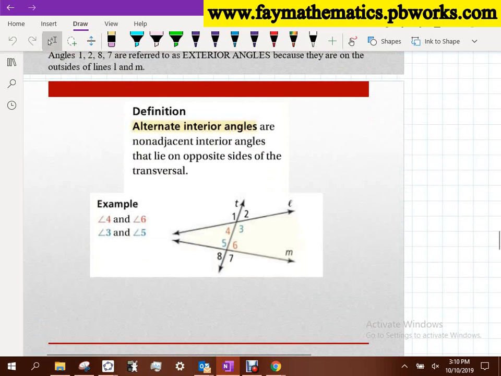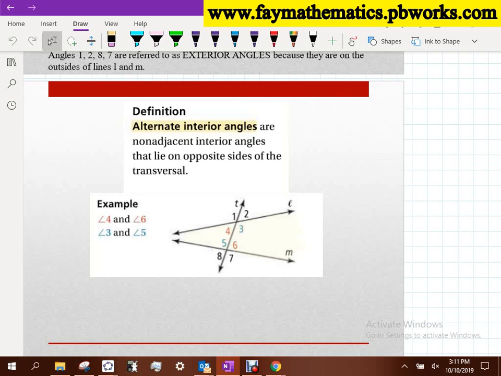Alternate interior. By definition, they are non-adjacent interior angles that lie on opposite sides of the transversal. So we'll be looking at the blue angles 3 and 5, and the red angles 4 and 6. The key thing here is that they have to be non-adjacent. We don't want to talk about angles 4 and 3 as a group. We already know stuff about 4 and 3 as a group, don't we? 4 and 3 are a linear pair, right?